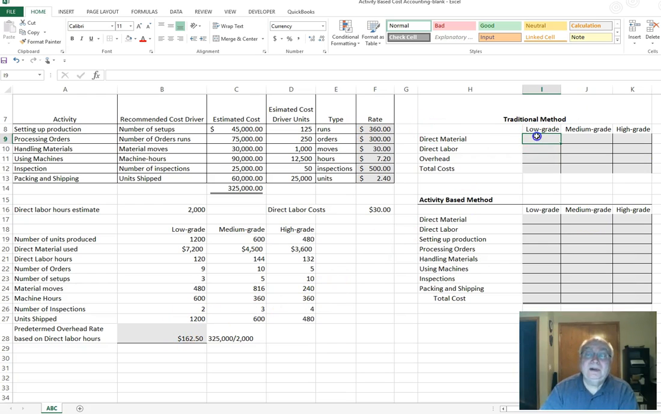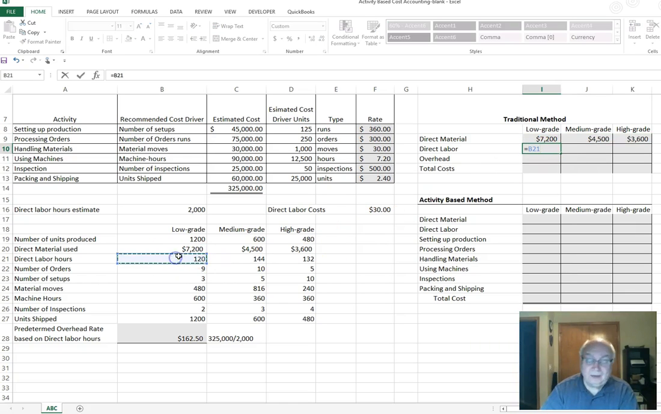Okay. Now to compare the two, direct material is going to be the same. So it's 7,200 since that's given, 4,500 and 3,600. Direct labor, we look at our labor hours, which is 120 times our cost of $30. I want to anchor it with the dollar signs. It's 3,600, and we bring that across.